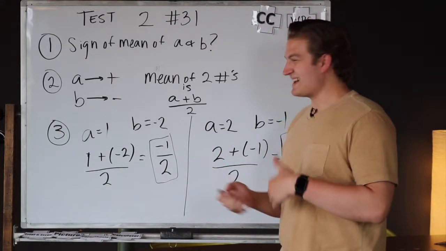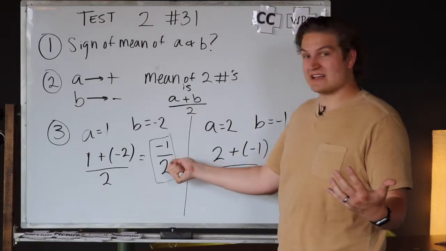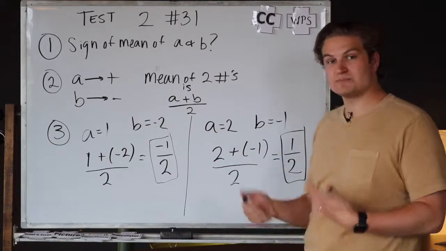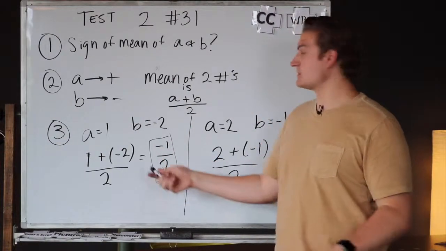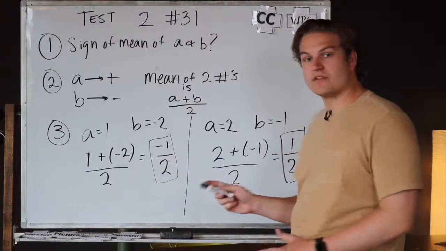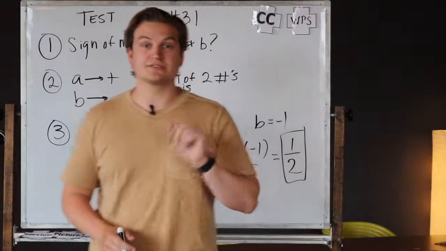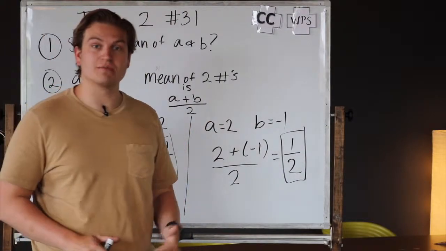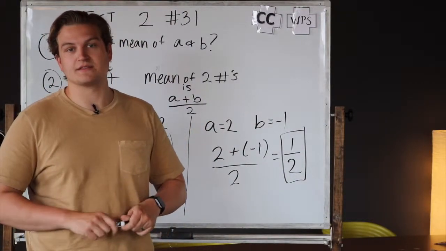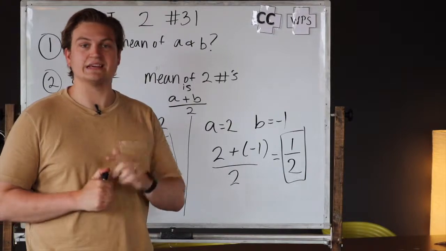So that means, I don't know, is the mean always negative? No, because there is an example where the mean is positive of those two numbers. So because in one of our calculations we got a negative number and in the other we got a positive number, the answer to this question is actually E. We cannot determine the sign of the mean based on the information that they gave us. So E is the correct answer.